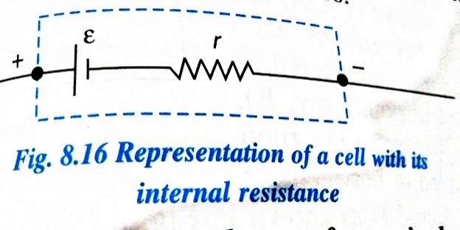So this is just terminology I have taught you. You should know what is meant by internal resistance. That is the resistance of the cell, the resistance it offers to the electrons which are flowing inside the cell, and it is denoted as small r. That's it.